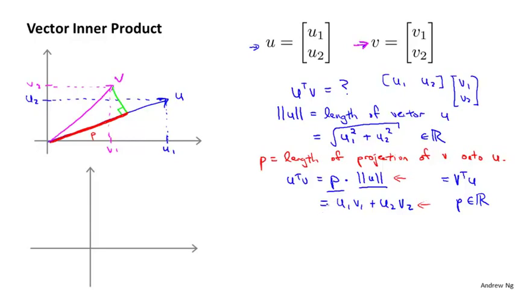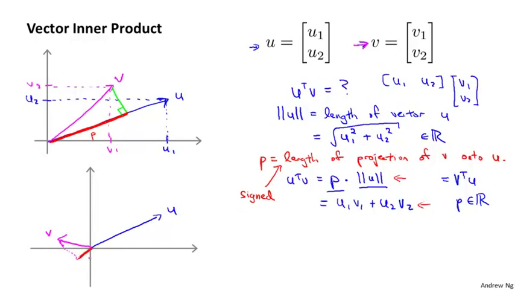Just one last detail: p is actually signed, so it can be either positive or negative. So let me say what I mean by that. If u is a vector that looks like this, and if v is a vector that looks like this, so if the angle between u and v is greater than 90 degrees, then if I project v onto u, what I'll get is a projection that looks like this.